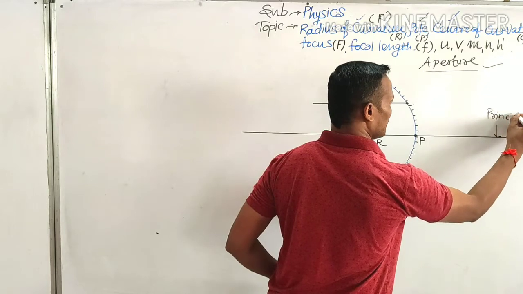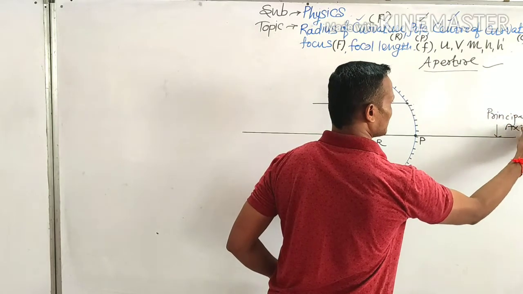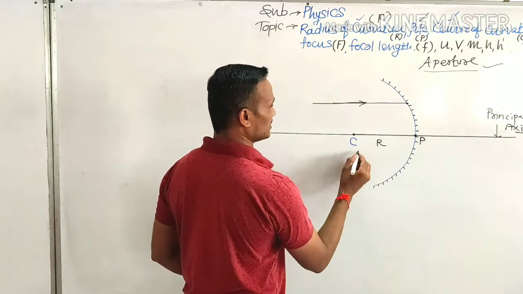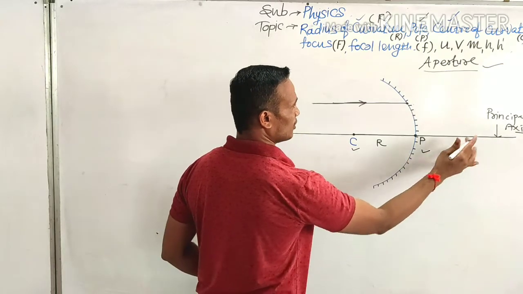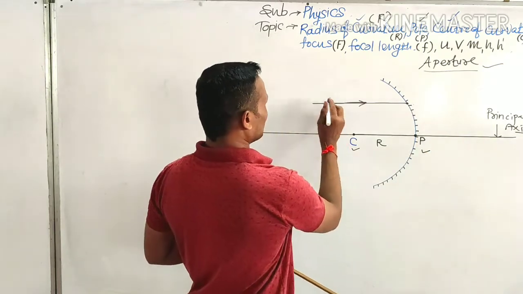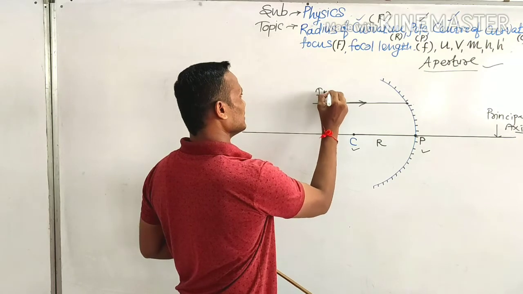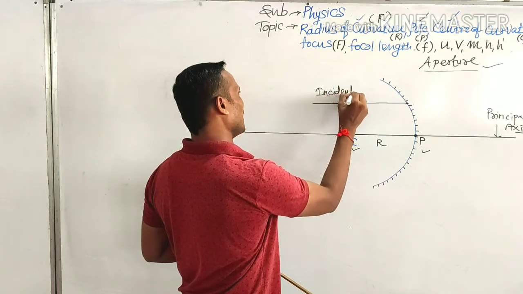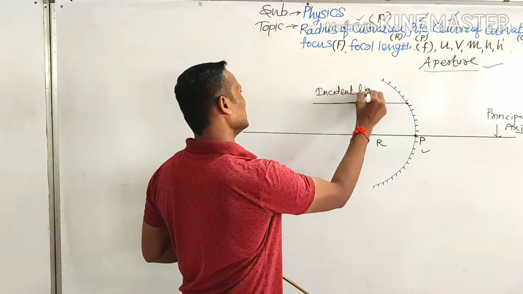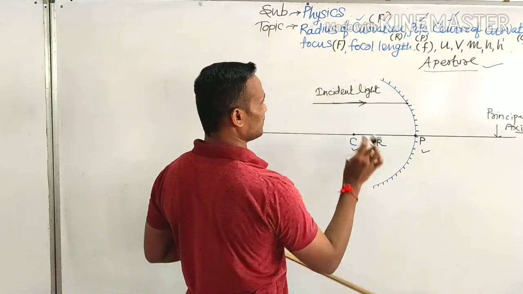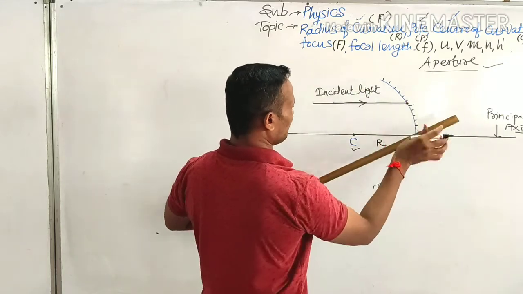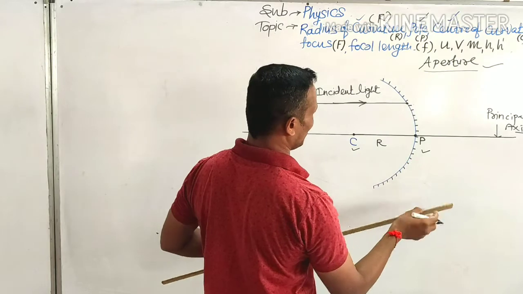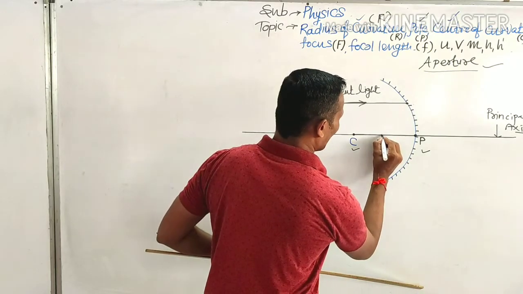Now what is the principal axis? The principal axis is nothing but a line passing through the center of curvature and the pole. So the incident light, the light which is parallel, or incident ray we can say, parallel to the principal axis, after reflection will pass through a point, which we call the focus.